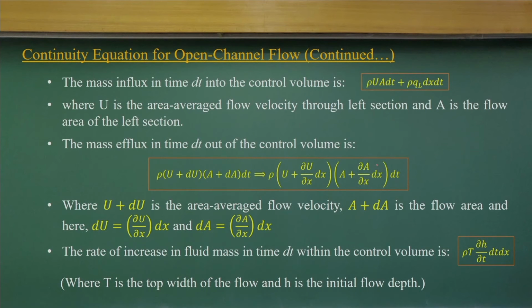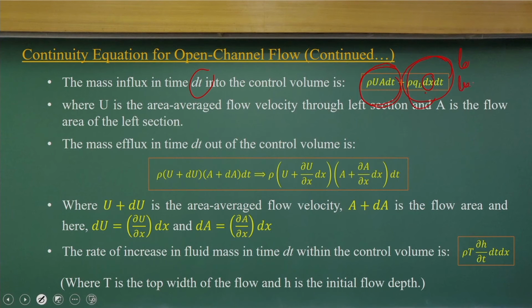If you come back to the initial delta t time in mass flux, the mass influx is rho u A dt, that is the mass influx coming in time dt, plus you have the lateral flow coming into this control volume, which will be QL times dx. So, lateral flow is per unit length, into dt.